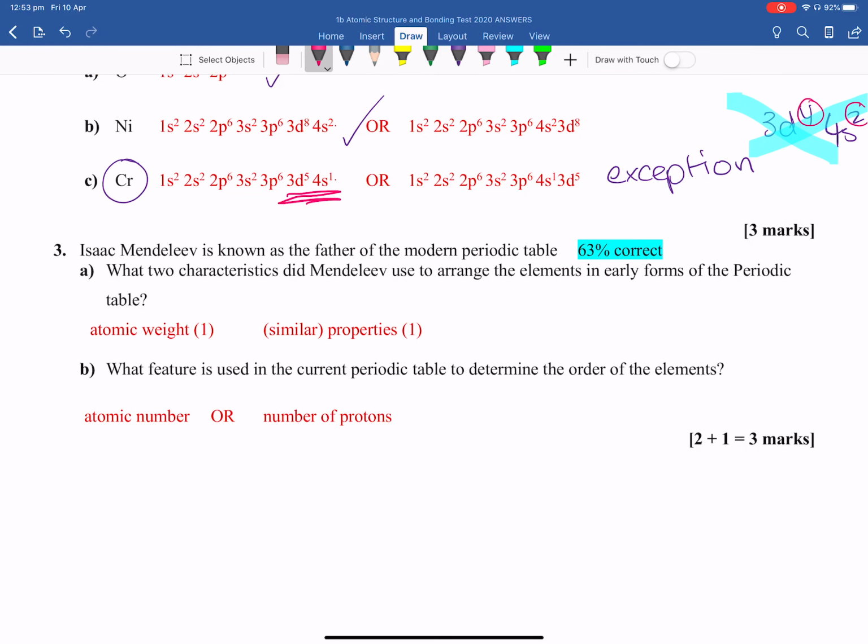What two features did Mendeleev use? Now, it says 63% correct on this question. It was a mixture of which part of the question you got wrong. So most people could tell me about the properties. You were good at identifying that it was the properties that he used, but it's his atomic weight. I didn't accept atomic number here because he didn't know about atomic number at that stage. He only knew about weight. But then what do we use with the current periodic table? We use the atomic number, or the number of protons.